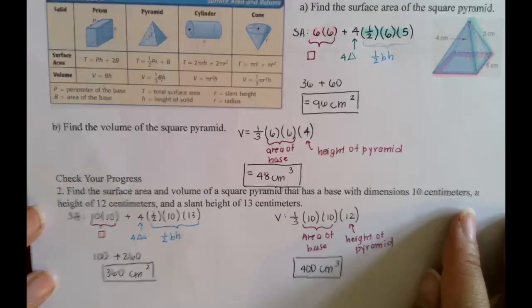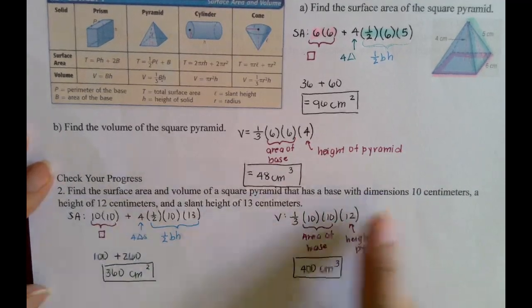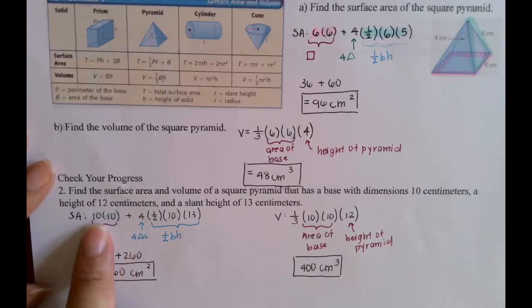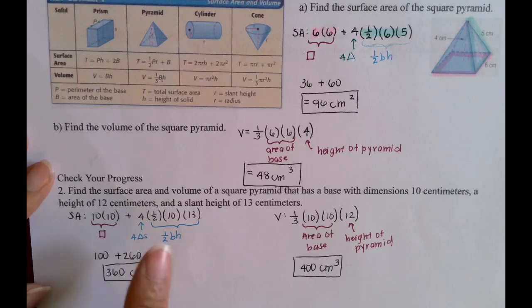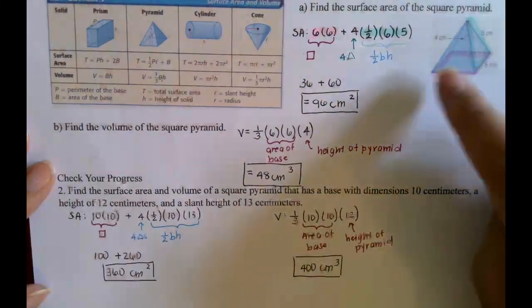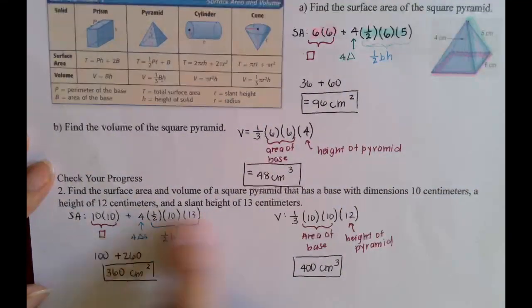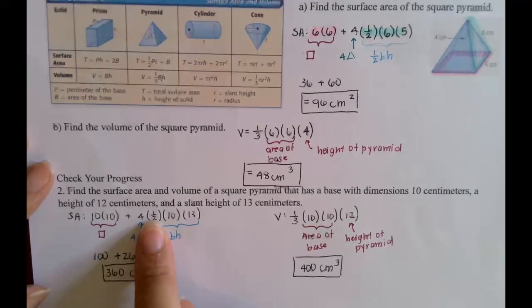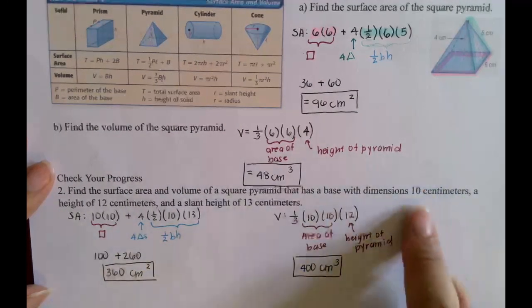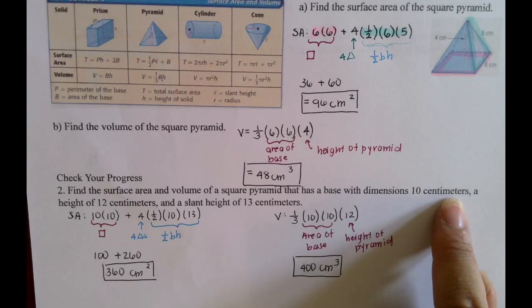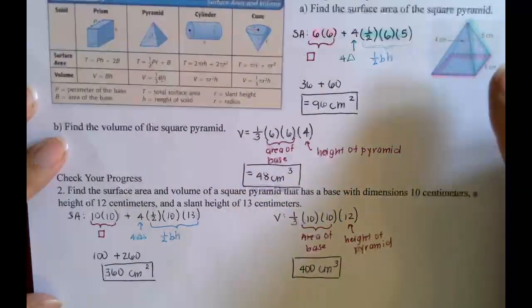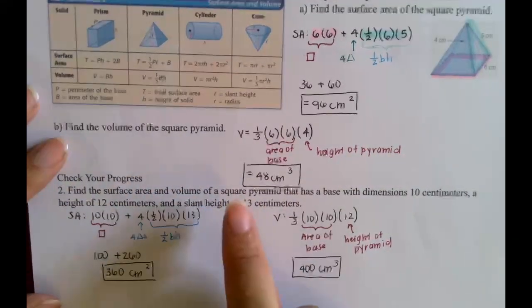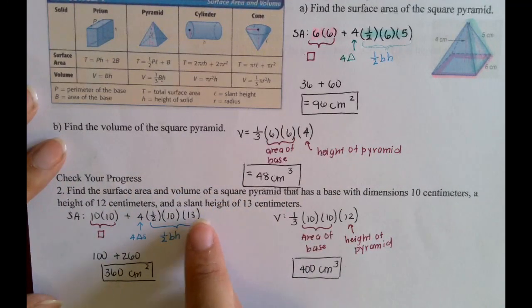So surface area, since the base has dimensions of 10 centimeters, it's 10 times 10 for that square part. And then here, because it's square, all of those triangles are going to be the same because the base lengths are the same. So instead of doing it 4 times, I'm just saying there's 4 of these triangles. The area formula for a triangle is 1/2 base height. The base of the triangle now has a length of 10 centimeters, and the height is going to be that slanted height because the triangle isn't just straight up and down, it's slanted to form the pyramid. That slant height is 13.